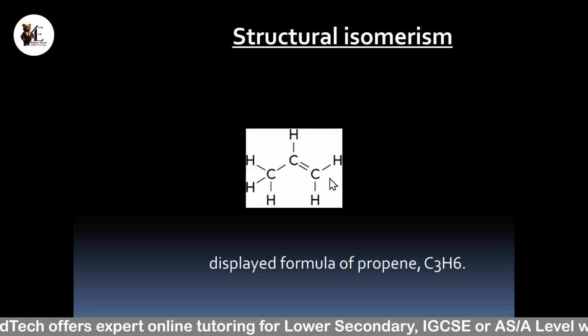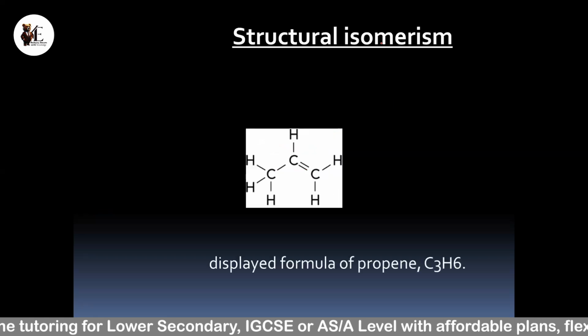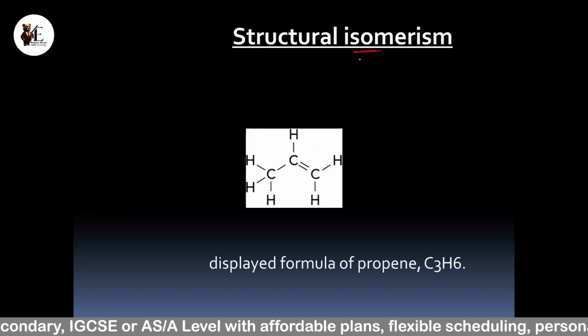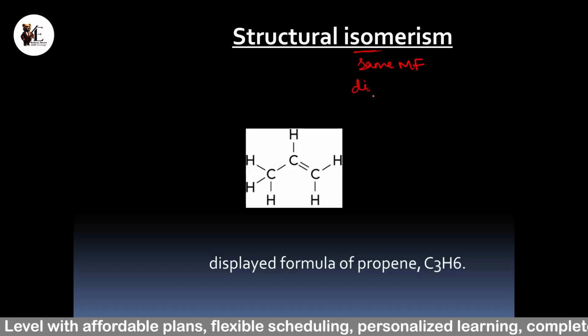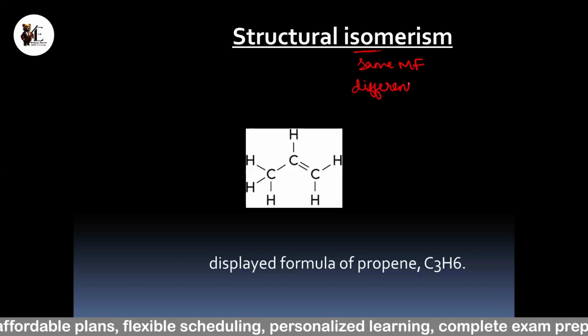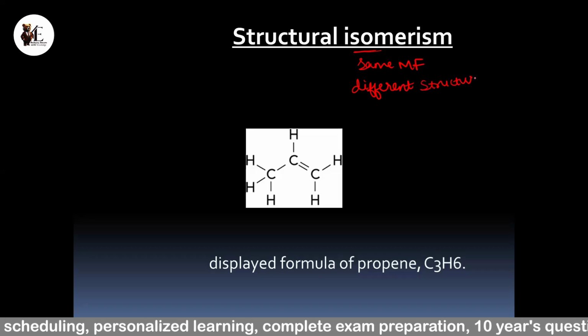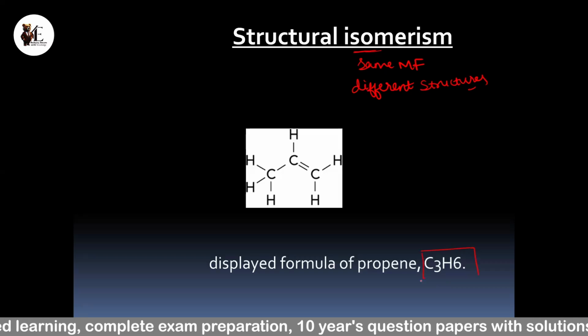Okay, now we are going to cover a topic that is structural isomerism. Isomers are what? Isomers are compounds which are having same molecular formula, but they are having different structural formula, different structures. For example, we'll study the isomerism of a compound C3H6.